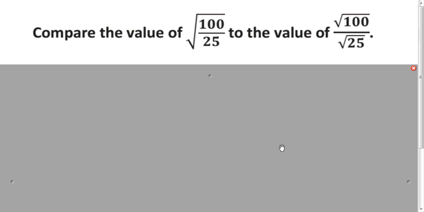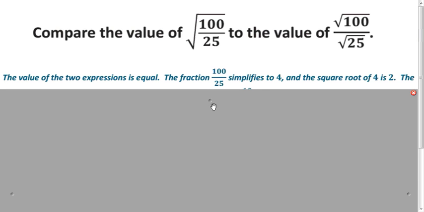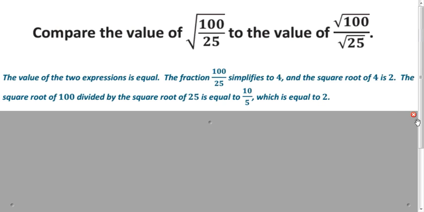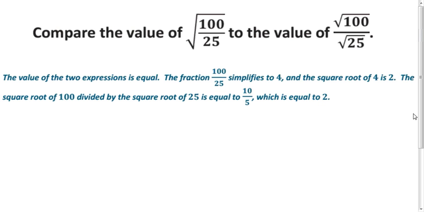So a little warm up, I'd like you to compare the values of these two radical expressions and see what you get. In the first one, 100 over 25 is 4 and the square root of 4 is 2. In the second one, the square root of 100 is 10 divided by the square root of 25, which is 5. That is also 2. And that turns out to be true whenever you're dividing and the radicands are both non-negative.